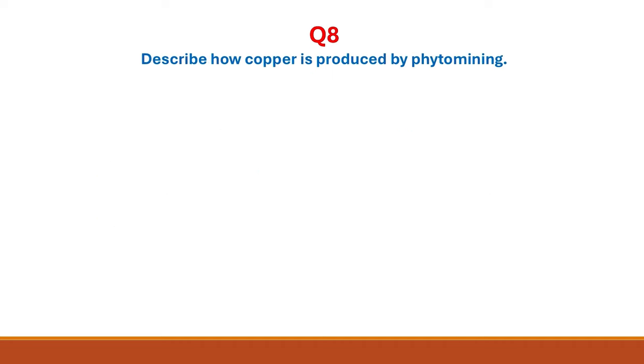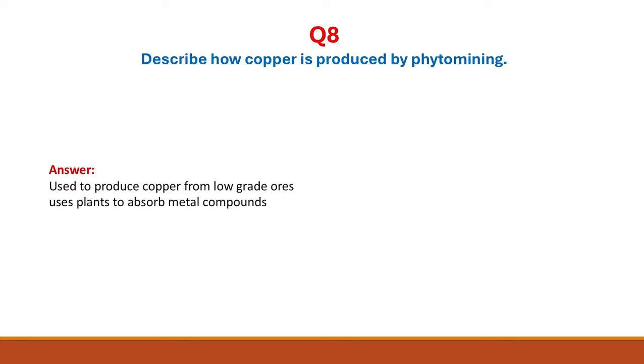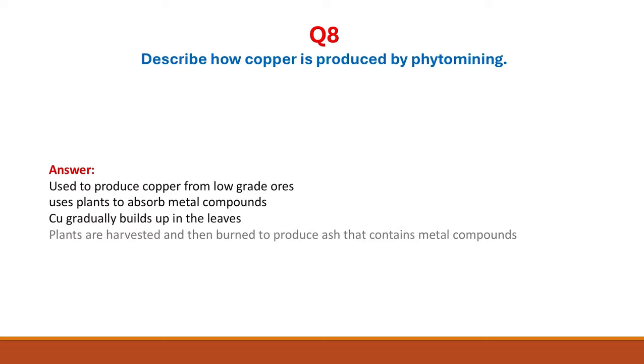Question 8. Describe how copper is produced by phytomining. So phytomining is used to produce copper from low-grade ores, and they use plants to absorb metal compounds. The copper will gradually build up in the leaves, and plants are harvested and then they are burned to produce ash that contains the metal compound.